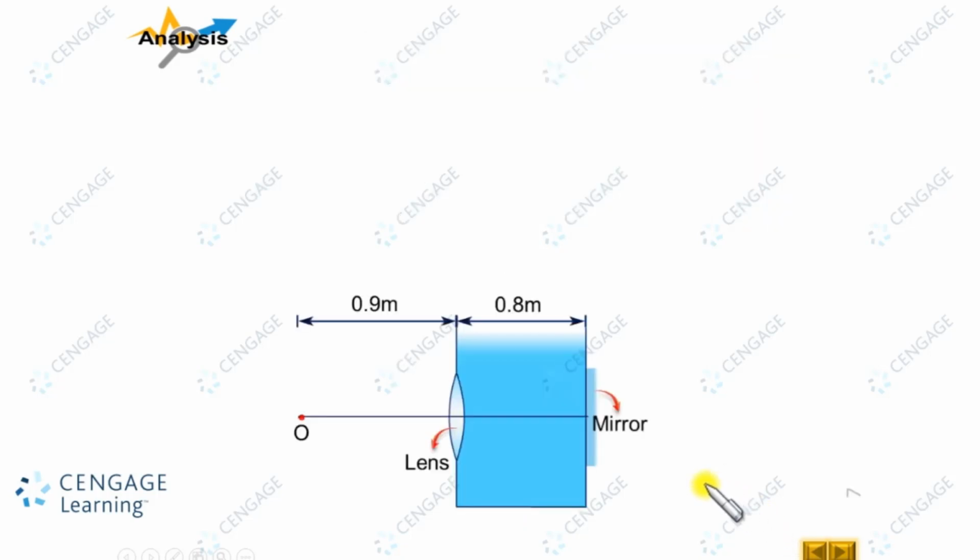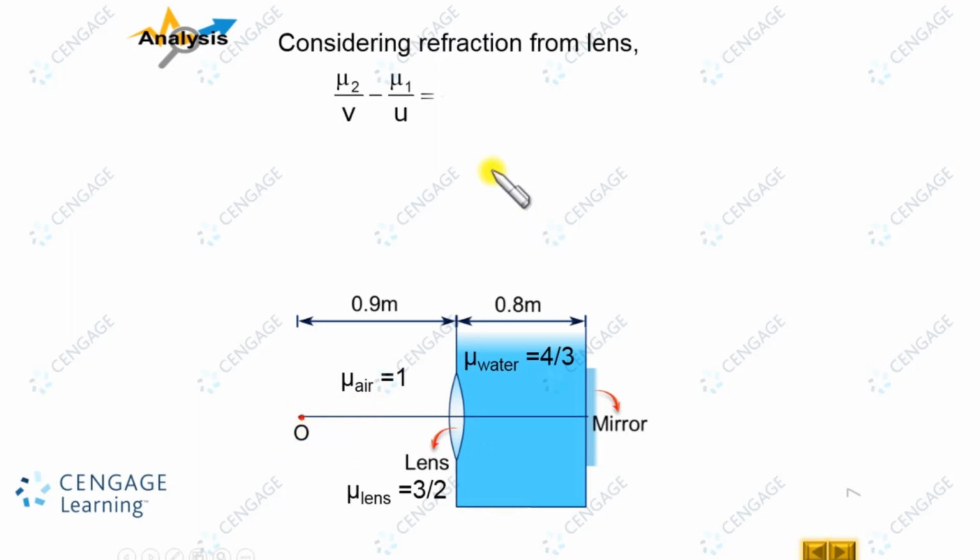Now let us consider the situation again. As we discussed, the medium on the left hand side and right hand side is different. Here is air, and this lens has refractive index 3 by 2, and here is the water, refractive index 4 by 3. To get the image formed by the lens of this object, we should use the formula mu2 divided by v minus mu1 divided by u equal to mu minus mu1 divided by r1 plus mu2 minus mu divided by r2.